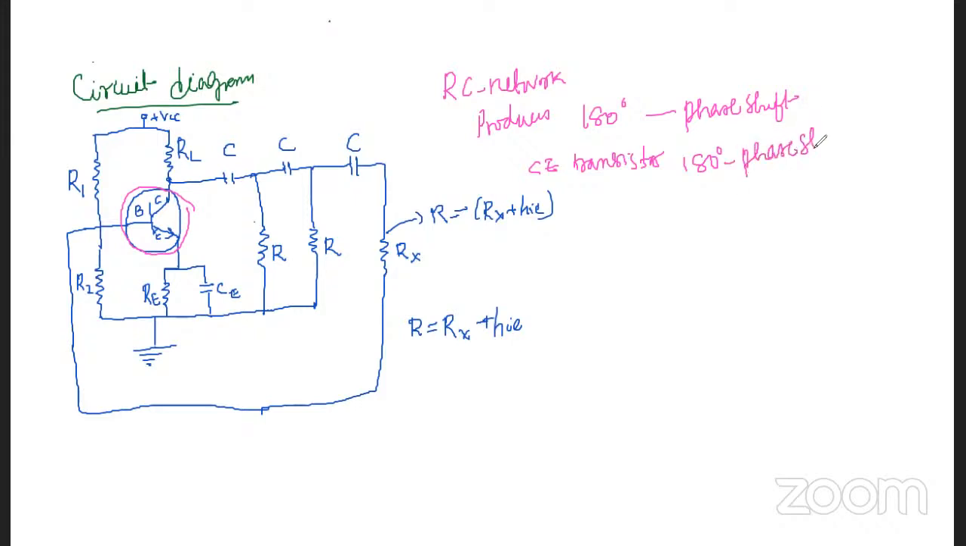So 180 degrees of phase shift is going to be produced. The total phase shift around this entire loop is 180 plus 180, 360 degrees of phase shift produced here. Total 180 plus 180, 360 degrees of phase shift, or we can say 0 degrees of phase shift, is produced here in total. Okay, so now we'll move to the analysis of the circuit.